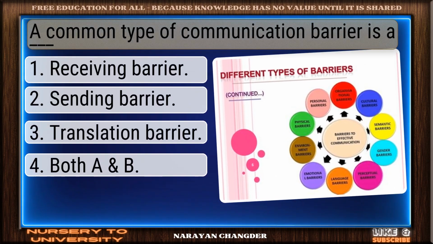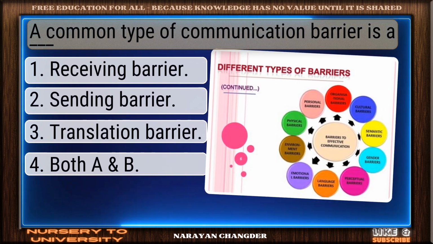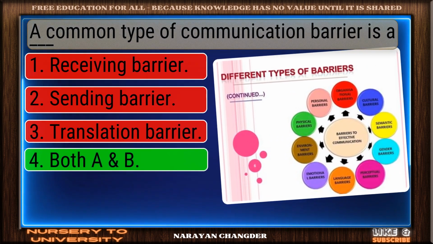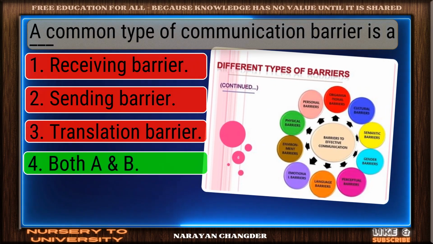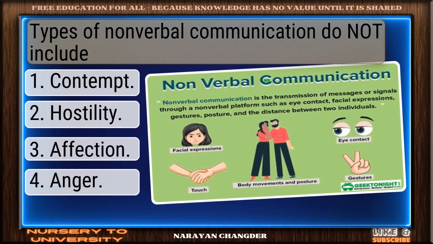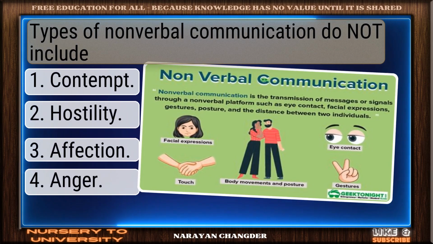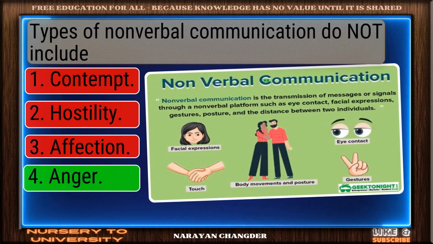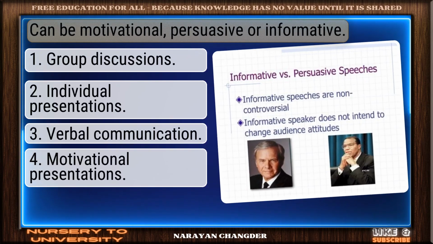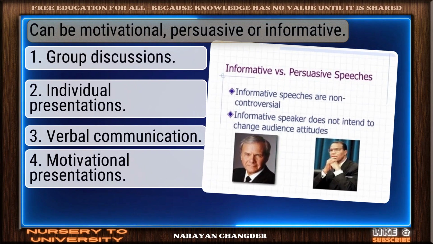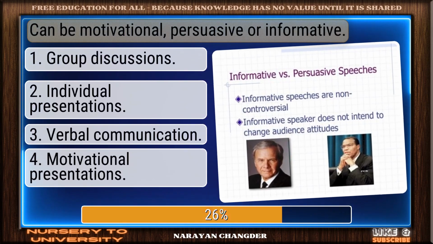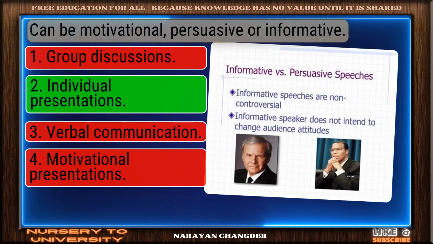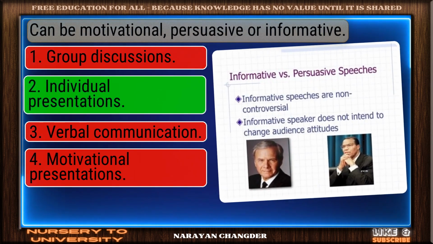Question number 41. A common type of communication barrier is a dash. Exactly. Both A and B make sense, and it is right choice. Question number 42. Types of nonverbal communication do not include. Excellent choice. Anger is the right answer. Question number 43. Can be motivational, persuasive, or informative. Nice work. You chose individual presentations, and it is correct.